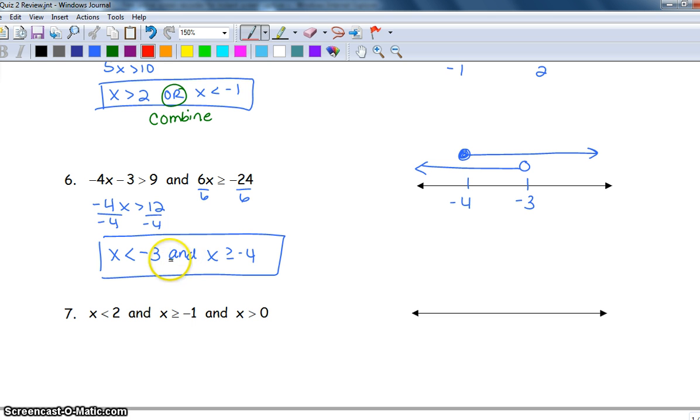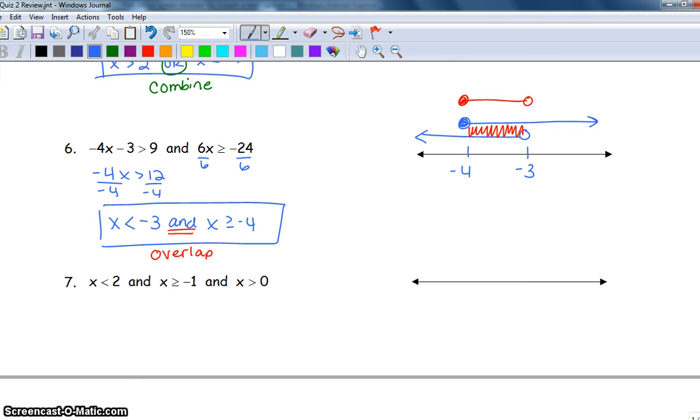And in this case, we've got an and, which means we're looking for the overlap. What do they both share? What numbers do they both have in common? And that's all the numbers between -4 and -3. Closed circle at -4, open circle at -3.